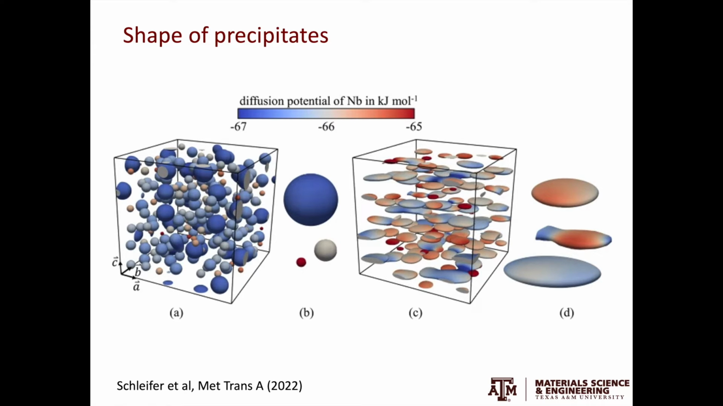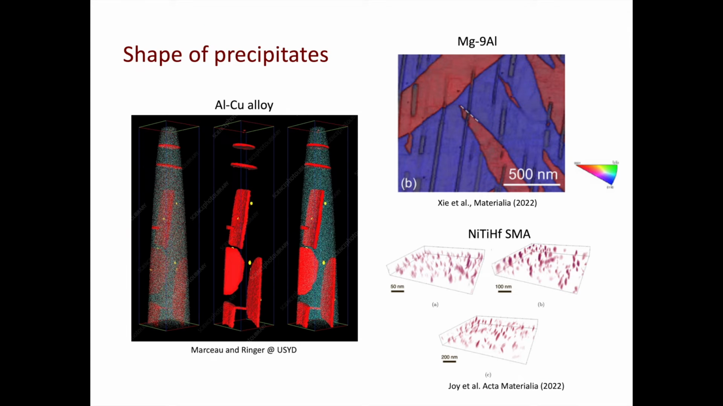However, this is not what we usually observe in materials. If you look into literature, many of the experimental observations show precipitates are plates or disks. Here are some examples. In the first example on the left, the red plates are copper-rich precipitates in an aluminum-copper alloy, and the datasets are atom probe datasets. The top right example shows a TEM image overlaid with the orientation map.